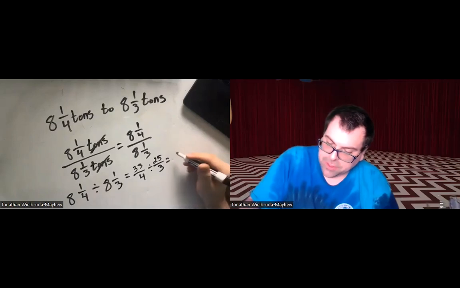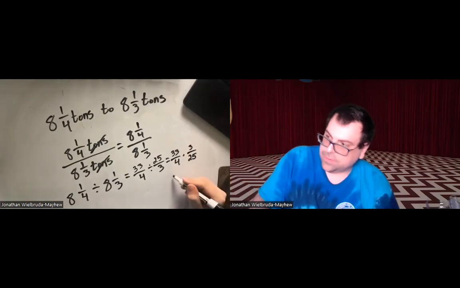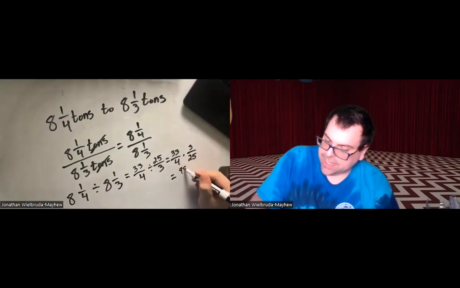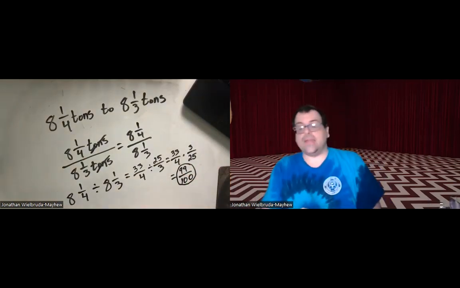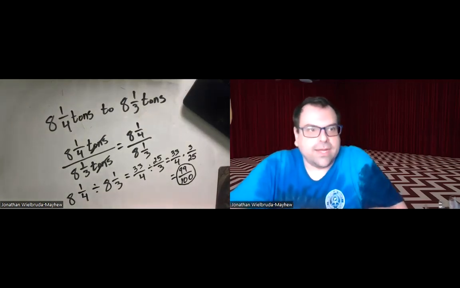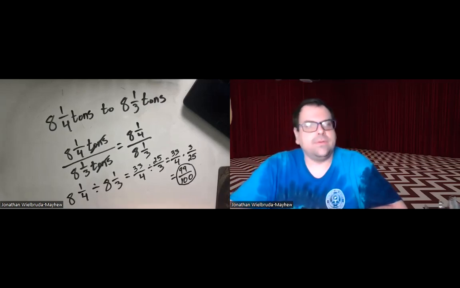Keep change flip to a multiplication problem. 33/4 times 3/25. 33 times 3 is 99. 4 times 25 is 100. 99/100. Or if we want to read it correctly, since this is a ratio, 99 to 100 would be our answer.